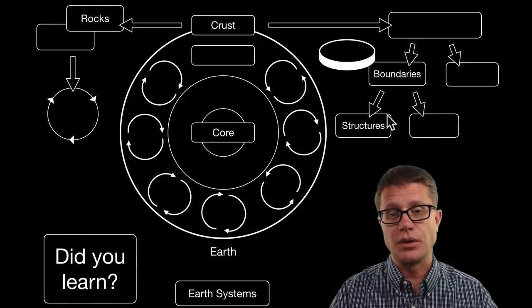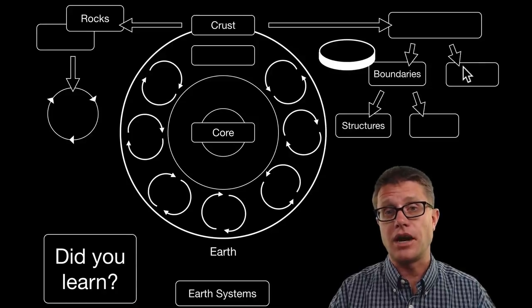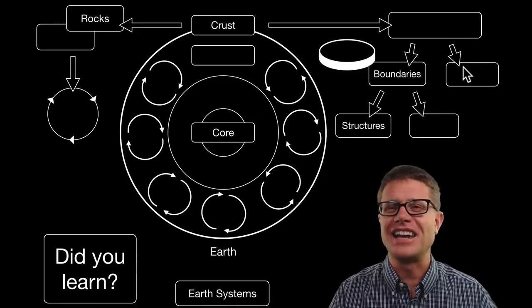Where we have boundaries, we can build up structures like volcanoes, mid-oceanic ridges, but we can also have natural hazards. And then remember, not along boundaries, but just within the plate, we can have hotspots. So I hope you learned all of that, and I hope that was helpful.